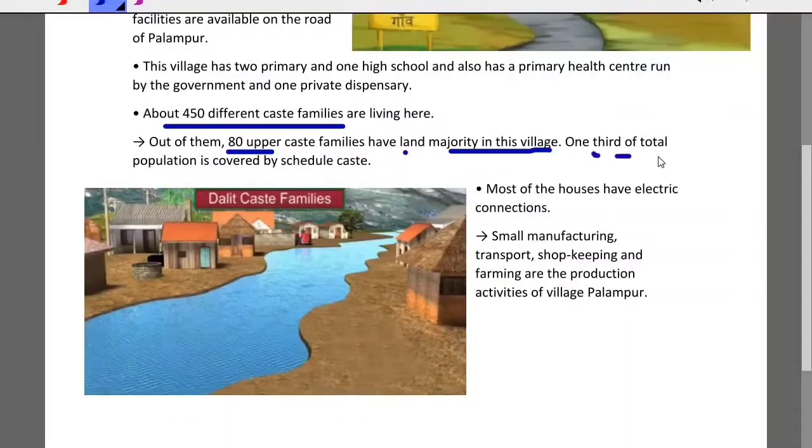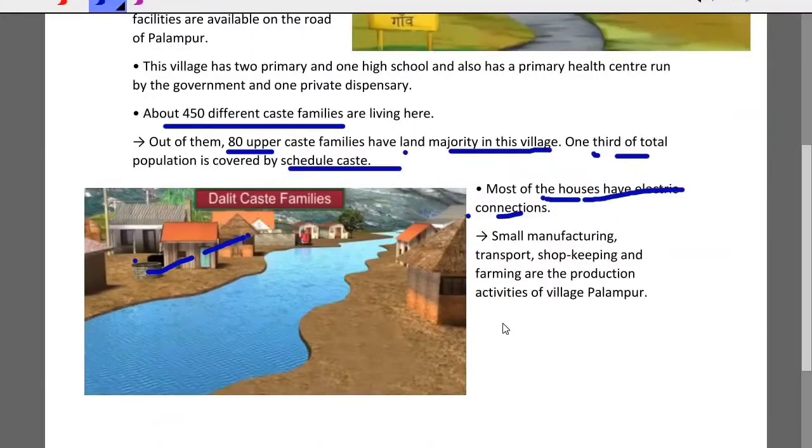One third of the population of the village is of scheduled caste. Some persons of Dalit families are also living in this village, but they are living in one corner of the village. Their houses are kacha houses, and these houses are made of mud. But the houses of the upper caste families and the other families of village Palampur are pakka houses. Most of the houses have electric connections. So from all this introduction, you can see that the village Palampur is well developed.